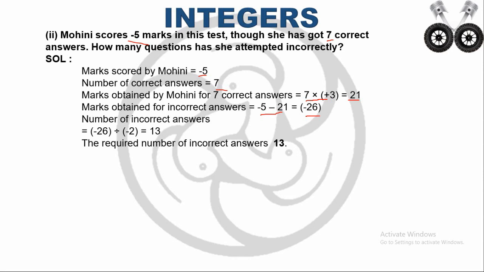Now we have to find how many questions she wrote incorrectly. For each incorrect answer, how many marks are awarded? Minus 2 marks are awarded. So minus 26 divided by minus 2. The answer is 13, because two integers have the negative sign, that means you have to put the positive sign. So plus 13. So how many incorrect answers did she write? She wrote 13 incorrect answers.